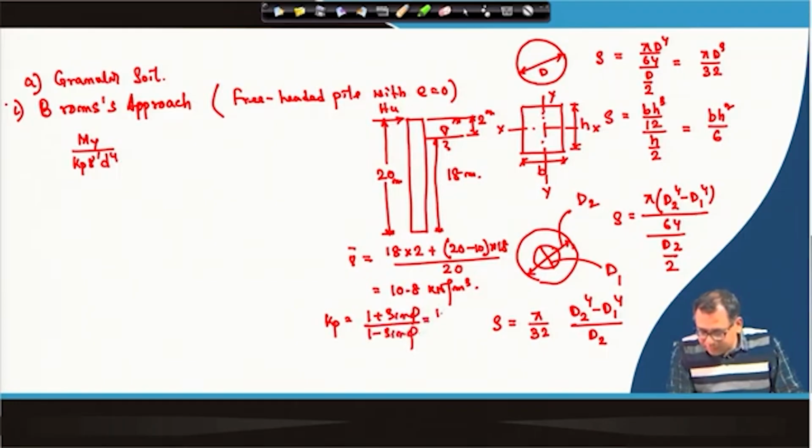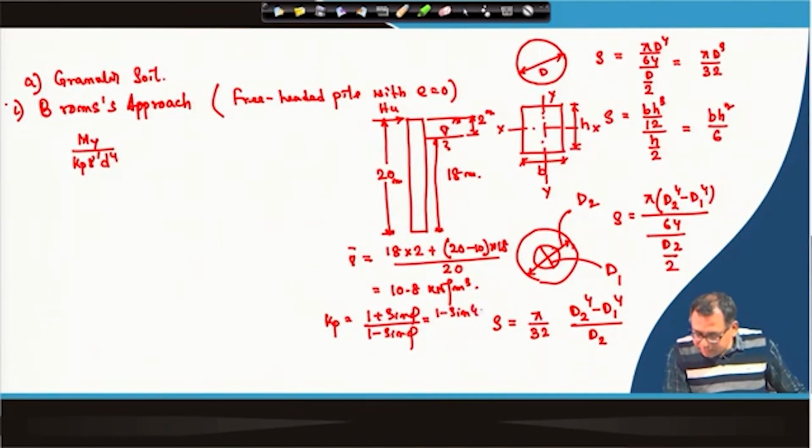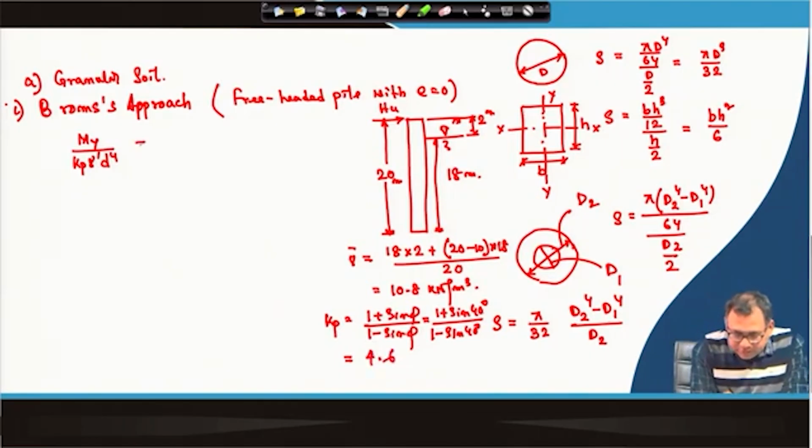So, phi is 40 degree. So, 1 plus sin 40 degree divided by 1 minus sin 40 degree, this is the passive earth pressure coefficient. So, this is equal to 4.6. Okay. Now, I will put these values here.